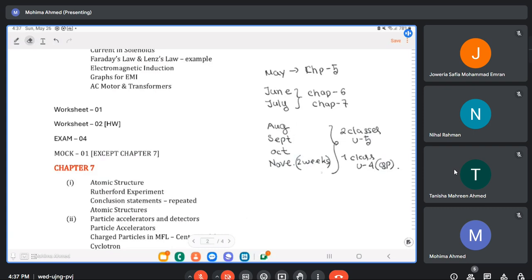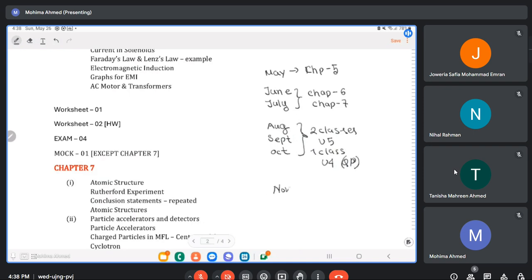Okay, then let me just rearrange this for 1 minute. And this would be a proper writing: for August, September, October, 2 classes for Unit 5 and 1 class for Unit 4 question paper.